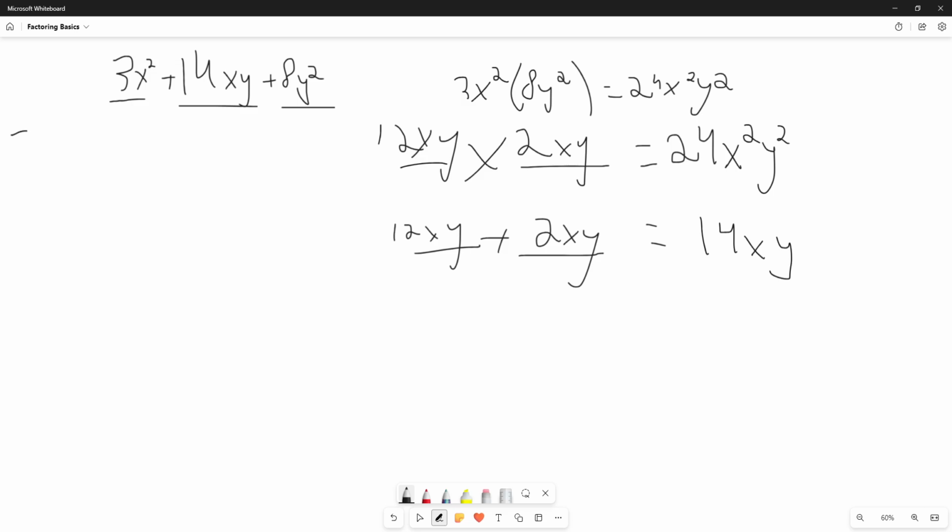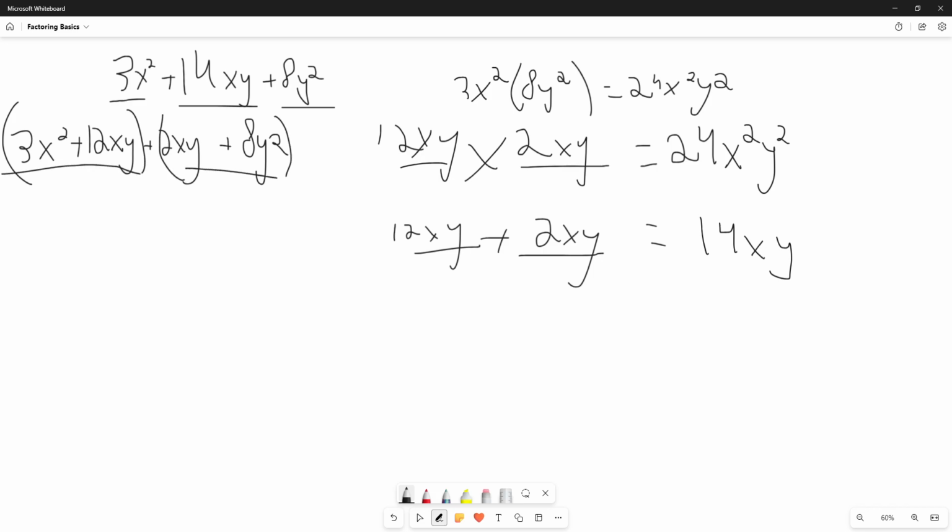So from here, you can do 3x squared plus 12xy plus 2xy. Remember, we broke it down, and these two numbers do equal 14xy, plus 8y squared. And then we bracket the two terms. Each two terms are bracketed. Now we can factor each one.